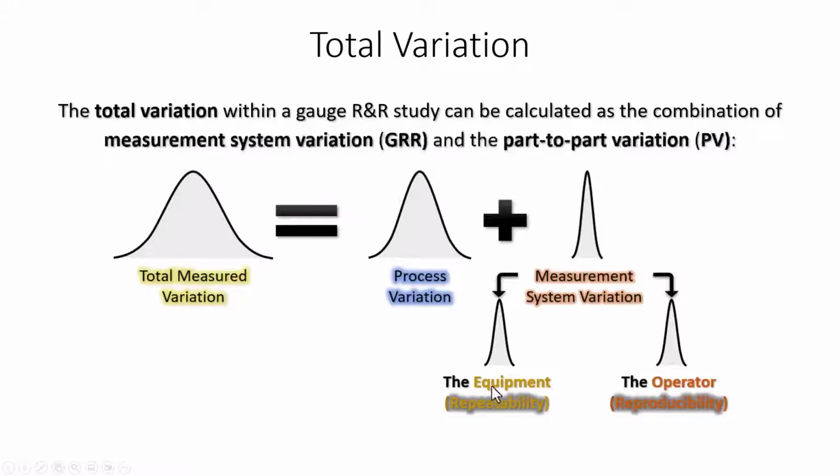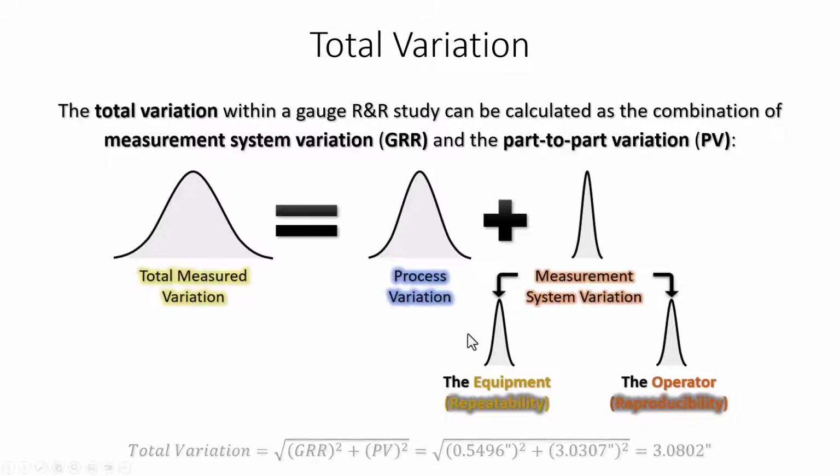This is total variation. And again, I'm showing you the whole diagram, right? We've got total variation, process variation, gauge R&R in its component parts, repeatability and reproducibility. And here's that equation. Total variation is equal to the square root of your gauge R&R squared plus your part-to-part variation squared, equals a total variation of 3.0802. And that is the final calculation for today's lecture.